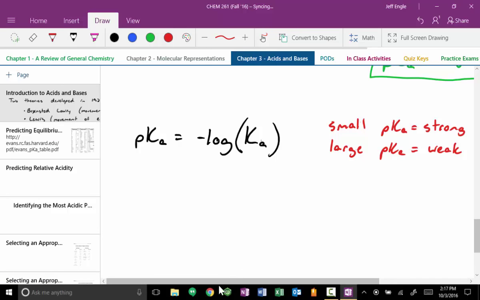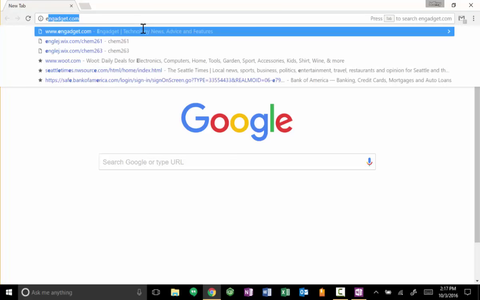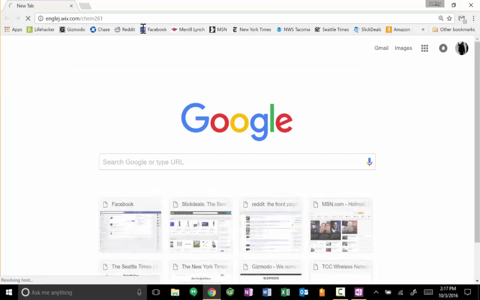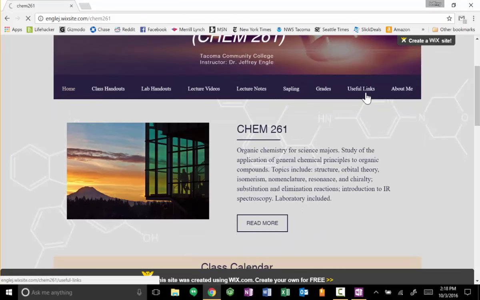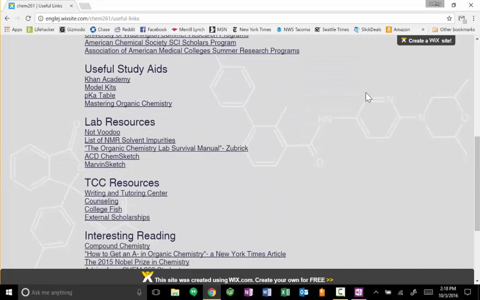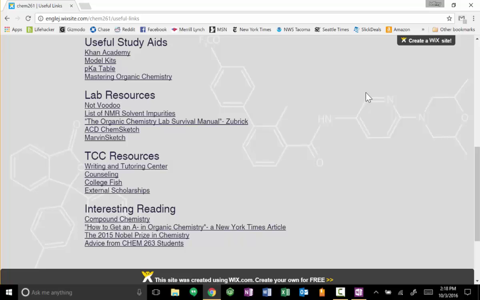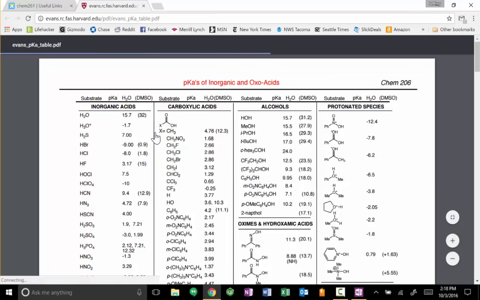So, let's do this. Would the pKa of water be 14 though? Because 1 times 10 to the negative 14th is Kw. So I'll show you guys the table. It's not quite 14, because it can be dependent on temperature, though. So let's take a look on the website under useful links. You go down here, I've got some useful resources. pKa table right there. So if you click on that, this guy named Dave Evans at Harvard and his research group created a really nice table for us to use.